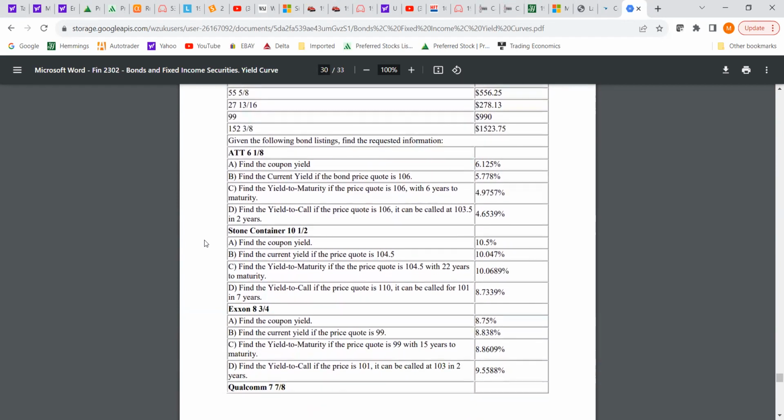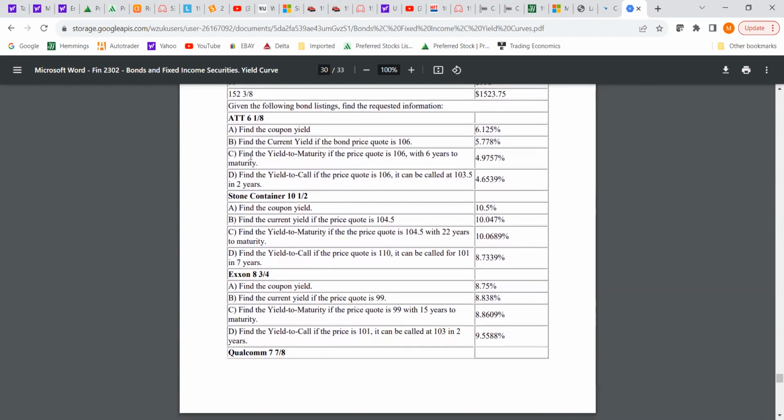Given the following bond listings, find the requested information. Here's an AT&T 6 1/8. There's the coupon rate. That's all I need to give you to start this calculation. Find the coupon yield. First, you take 6 1/8% of 1,000. That's $61.25, and you're dividing that by the 1,000 because it's a coupon. Okay, and you'd come up with the 6.125 rate.